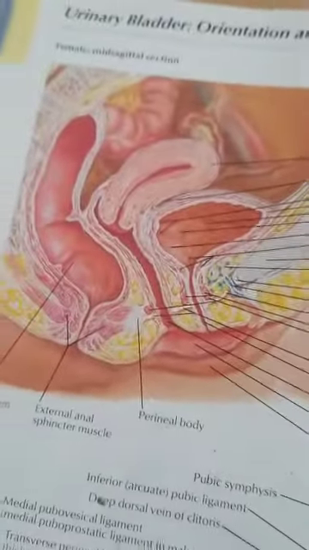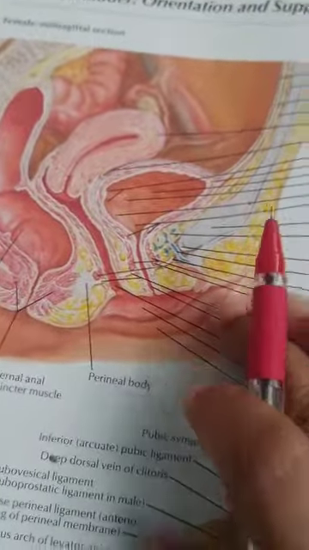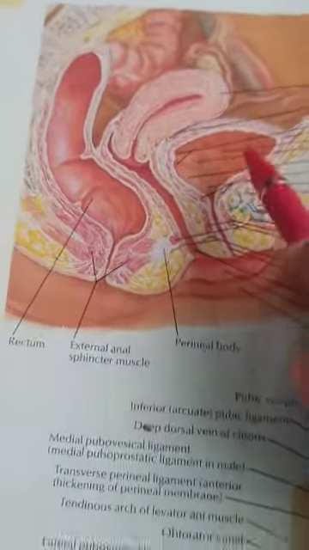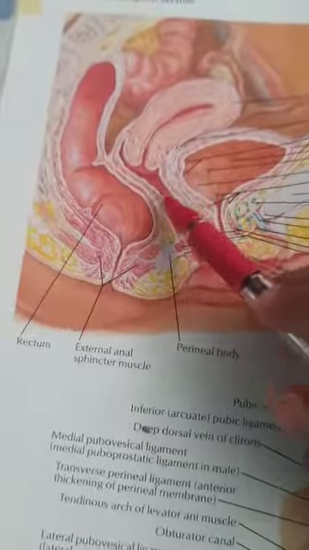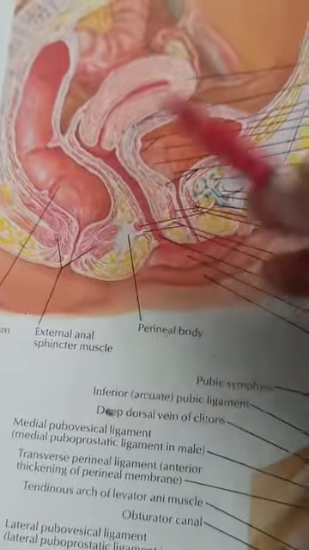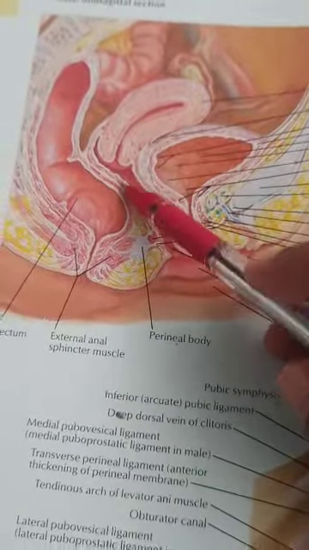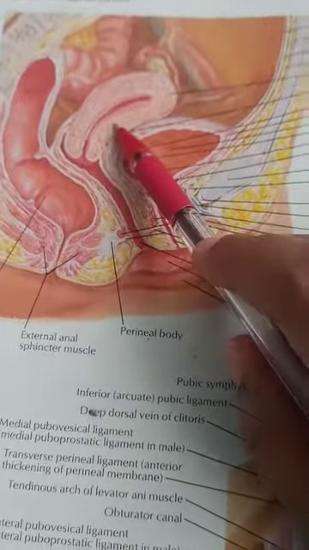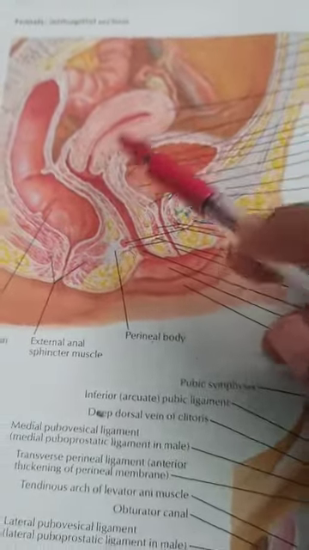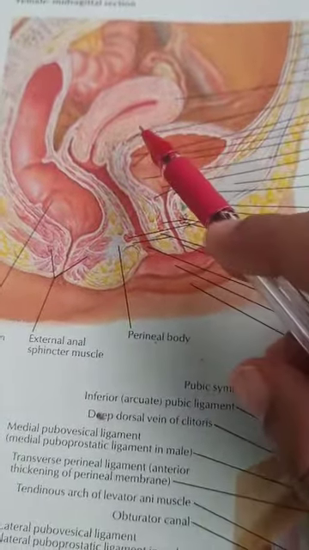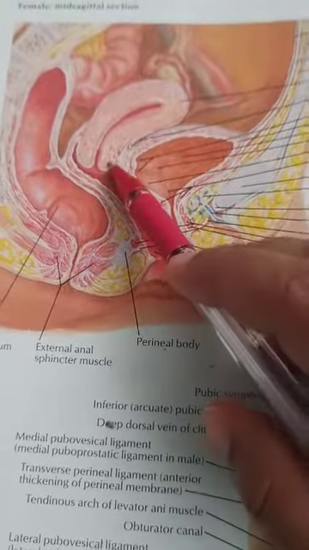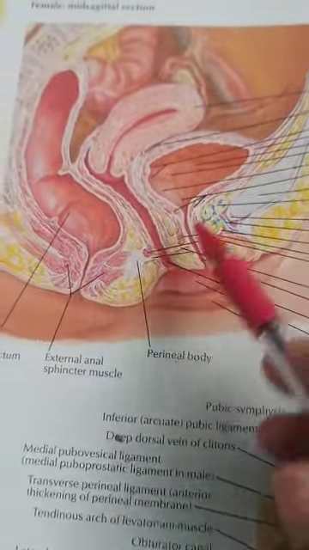Supports of uterus. They are the structures which help to give support during the pregnancy time and other times, and prevent the prolapse or downward movement of the uterus during parturition and other times. And the primary support is the pelvic diaphragm.